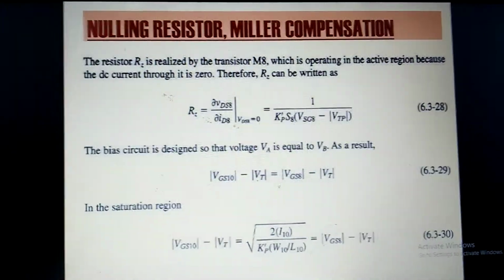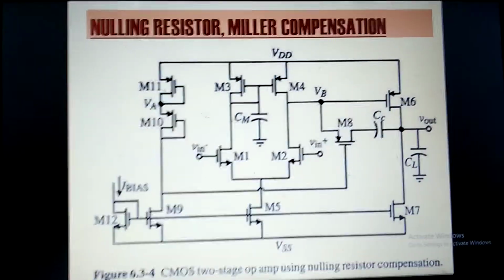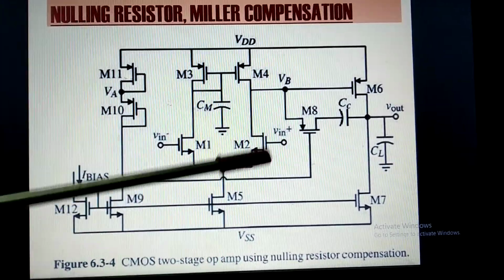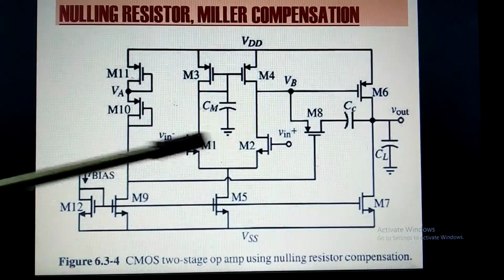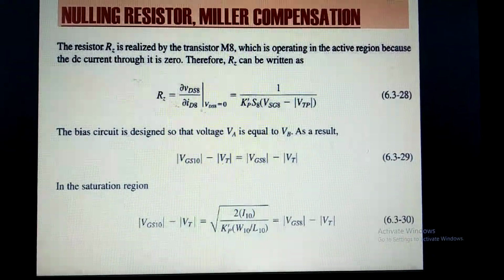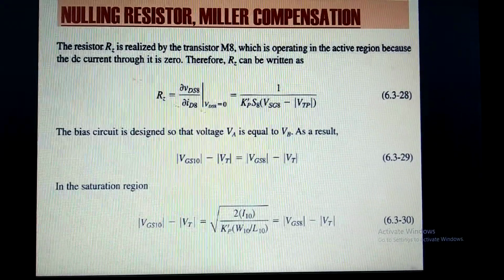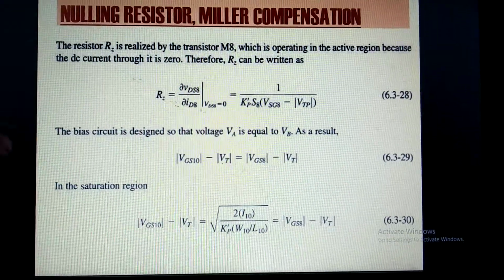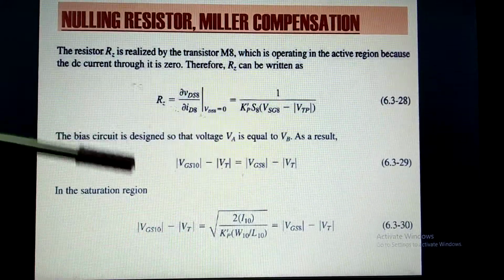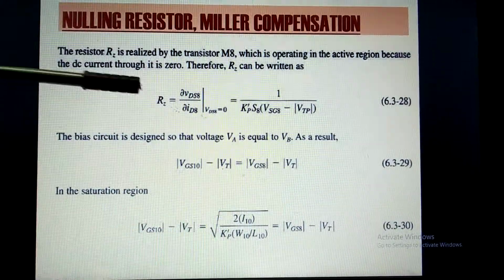So what are VA and VB? You see that here there are two voltages: one is the VA voltage, one is the VB voltage. That means one is the inverting voltage, one is the non-inverting voltage. So this is the bias circuit relationship to measure this nulling resistor value.